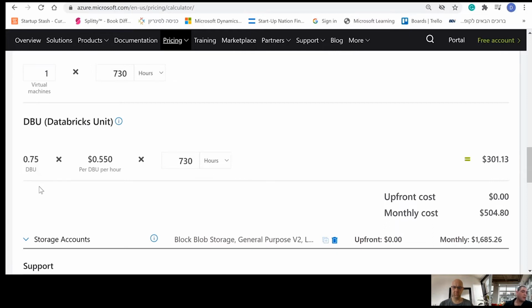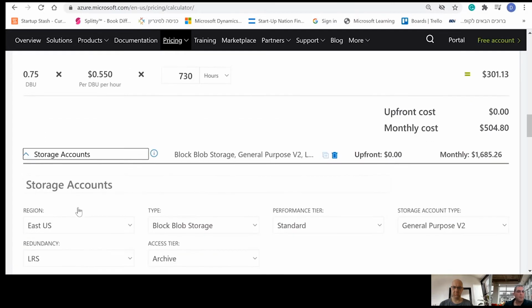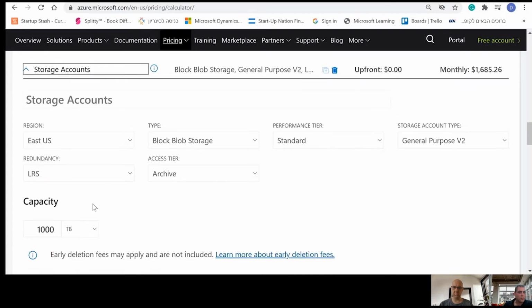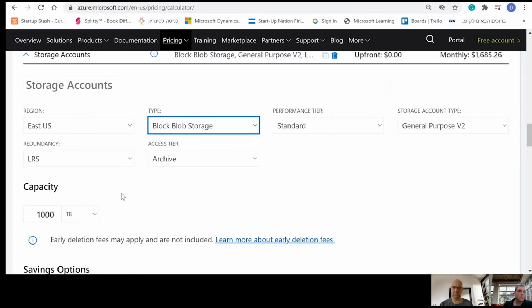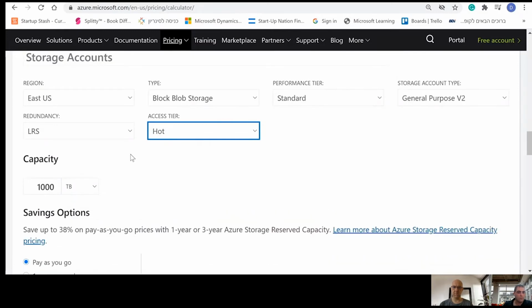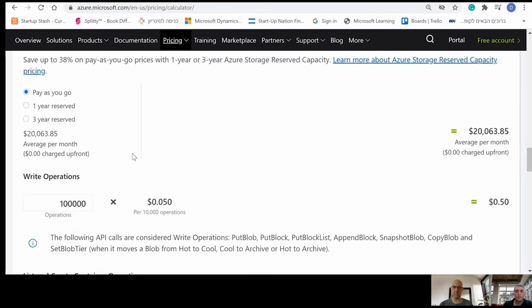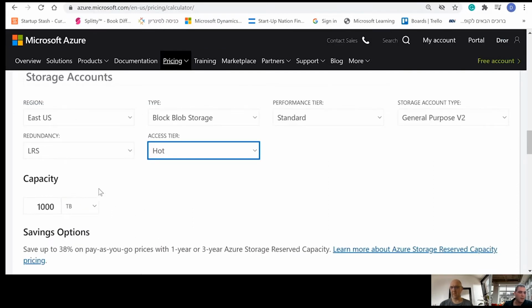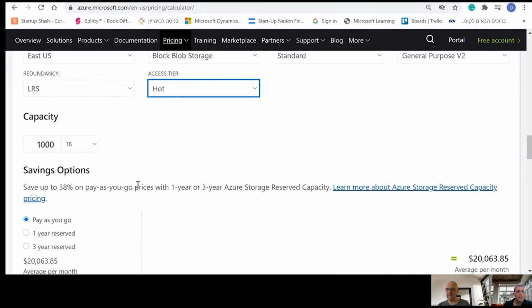Again, as I said, the cool trick. The last example that I'd like to demonstrate is regarding the storage. Now, as you can see, if you're going to use regular blob storage, it didn't change anything. If you're going to use a hot tier, it's going to cost you almost $20,000. Again, this is for a petabyte. Yeah, exactly.